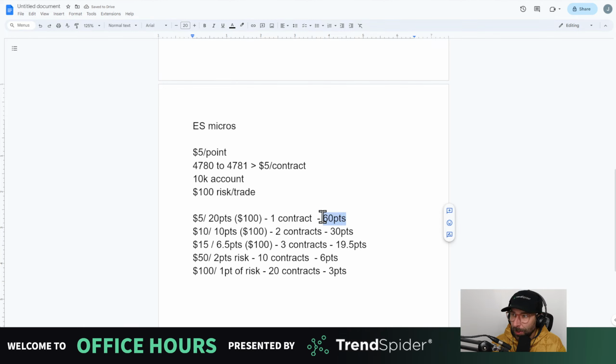So you need a 60-point move in your favor to counter your 20 points of risk. You need a 30-point move in your favor to counter your 10 points of risk. You need a 19.5 point move to counter your 6.5 points risk. You need a 6-point move to counter your 2 points risk. And you need a 3-point move to counter your 1 point of risk.